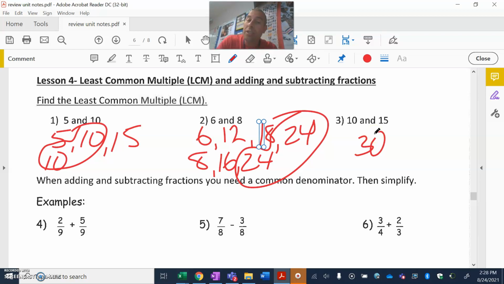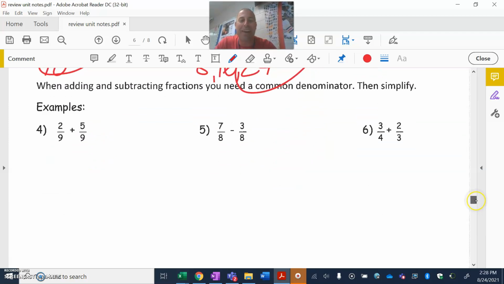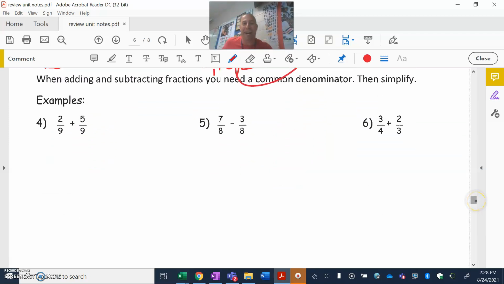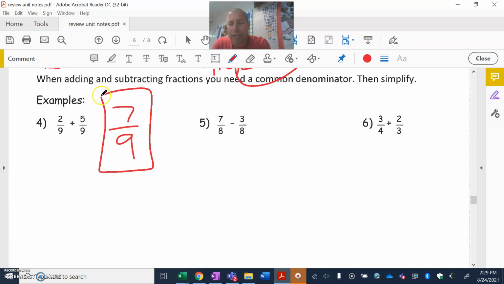Now, where do we use the least common multiple? Well, when we are adding and subtracting fractions. In order to add or subtract fractions, we need a common denominator, which means the bottom number needs to be the same. Look at question number 4. Do you see a common denominator? Those 9s are the exact same on the bottom. So 2 9s plus 5 9s is 7 9s. We just add the numerators, 2 plus 5 is 7, and we bring the denominator along.